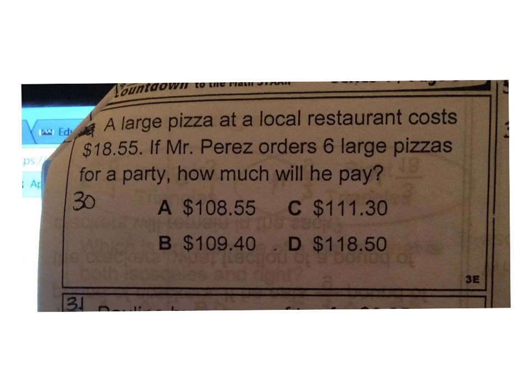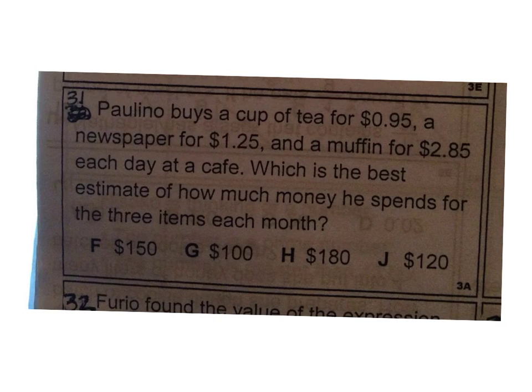Number 30. A large pizza at a local restaurant costs $18.55. If Mr. Perez orders 6 large pizzas for a party, how much will he pay? 31. Paulino buys a cup of tea for 95 cents, a newspaper for $1.25, and a muffin for $2.85 each day at a cafe. Which is the best estimate of how much money he spends for the 3 items each month? I would probably round them to the nearest dollar. And then, let's see. I don't know, maybe multiply it by 30. I'm thinking each month, so try 30 and see if that works or something close.